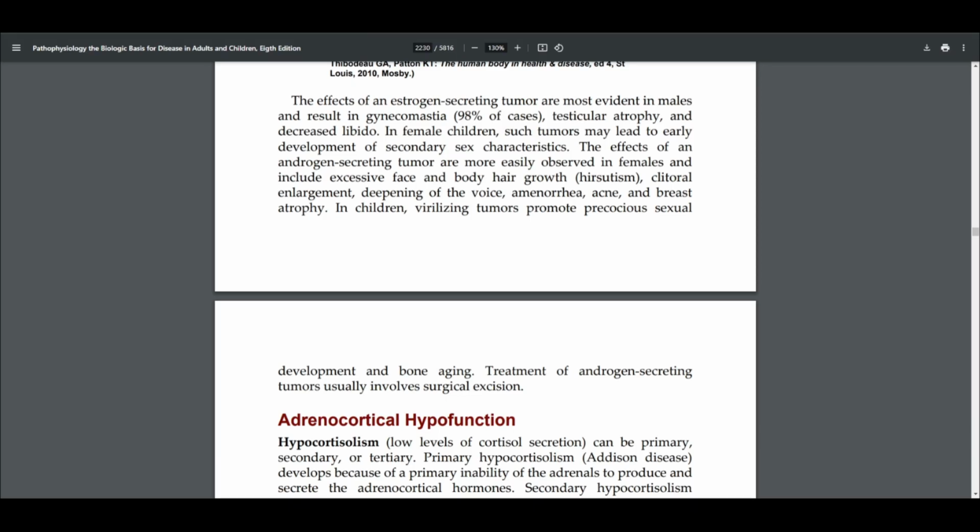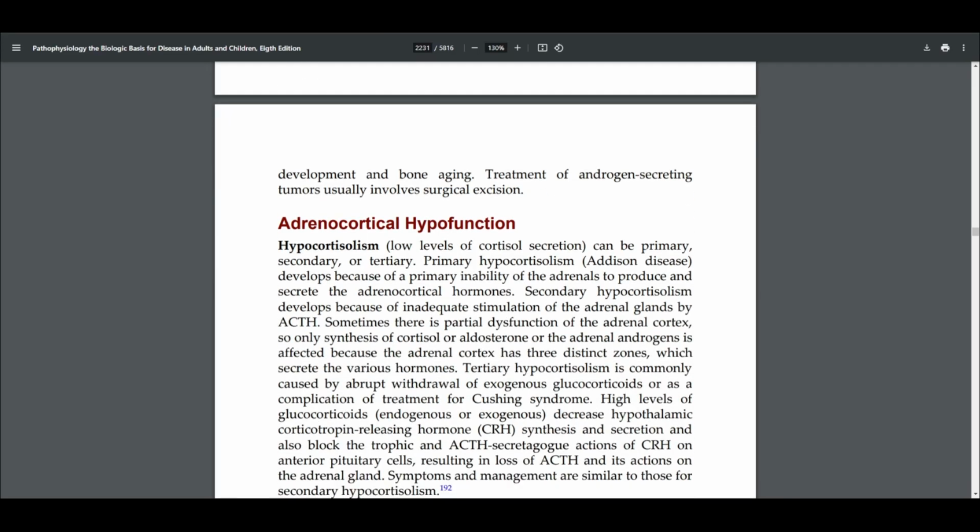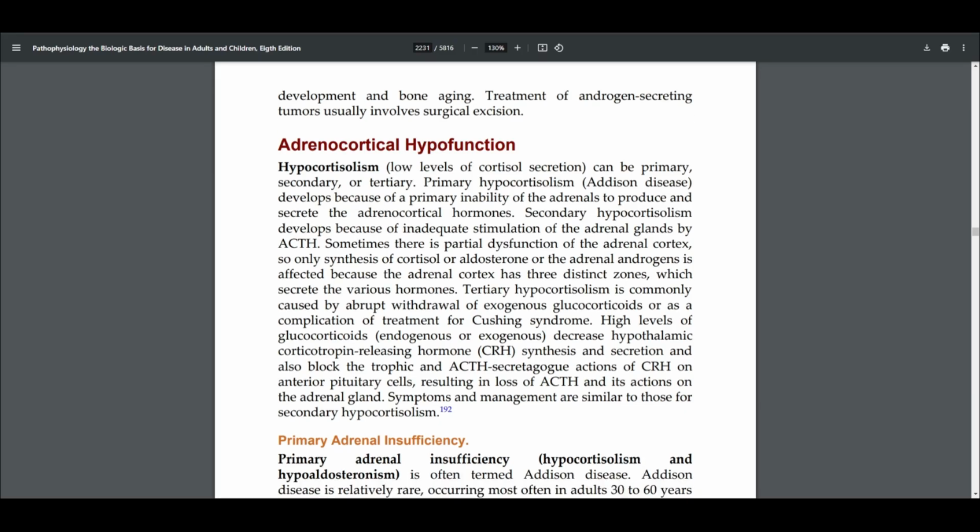The effects of an androgen-secreting tumor are more easily observed in females and include excessive face and body hair growth, hirsutism, clitoral enlargement, deepening of the voice, amenorrhea, acne, and breast atrophy. In children, virilizing tumors promote precocious sexual development and bone aging. Treatment of androgen-secreting tumors usually involves surgical excision.